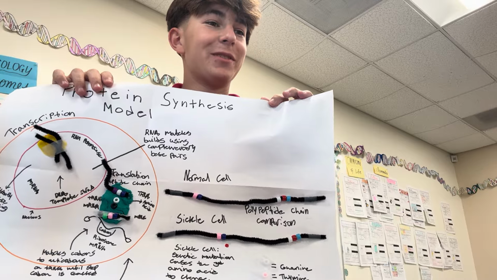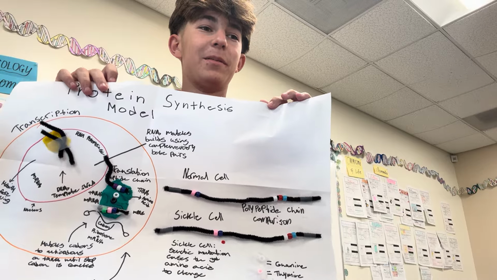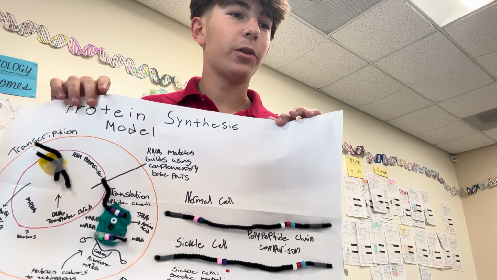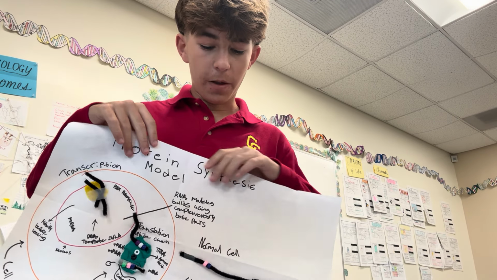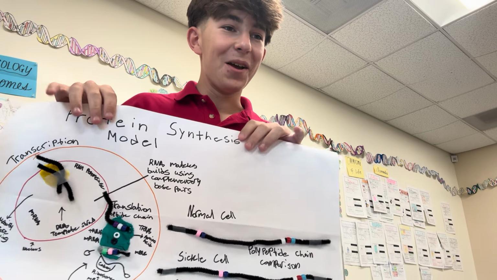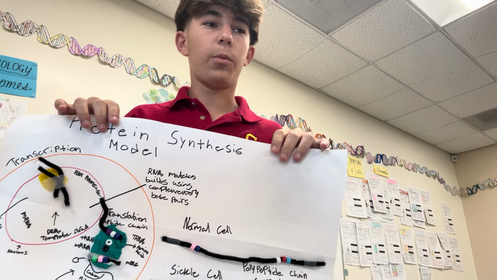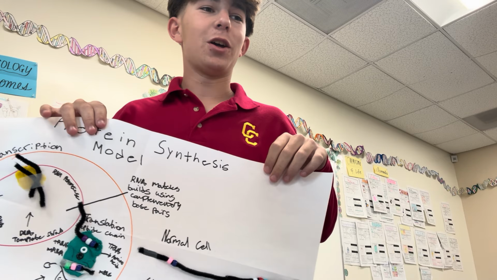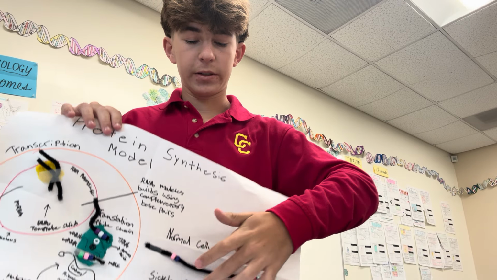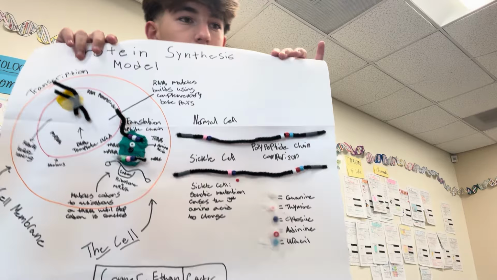As the ribosome moves along the mRNA, amino acids are joined together to form a polypeptide chain, which will eventually fold into a protein. On the right side of our model, so left of the camera, we show a comparison between a normal cell and a sickle cell. The top pipe cleaner represents the normal polypeptide chain. The bottom one represents the sickle cell polypeptide chain.